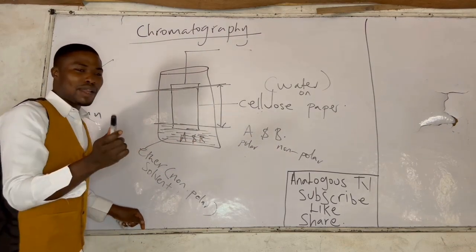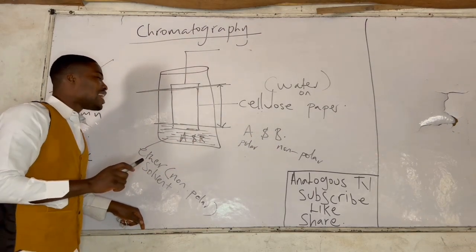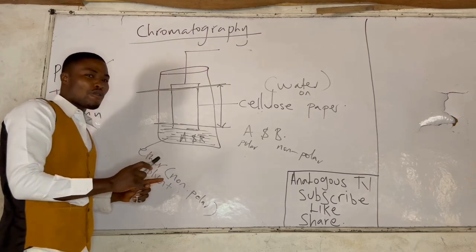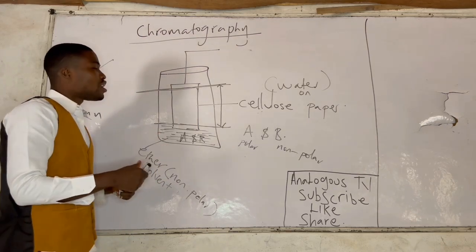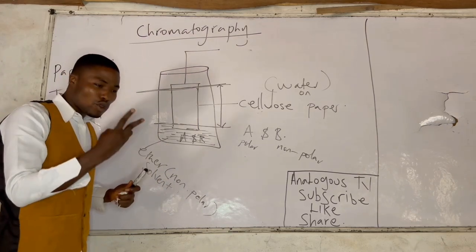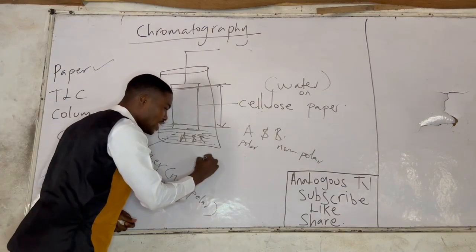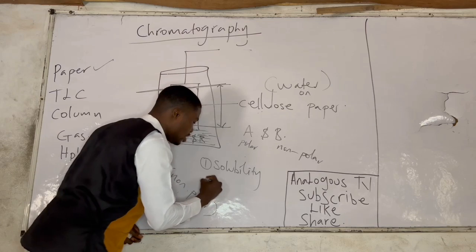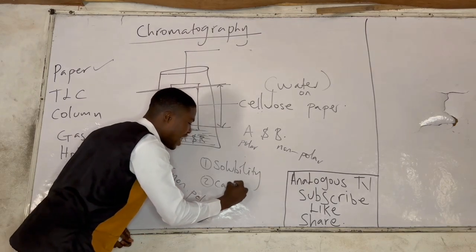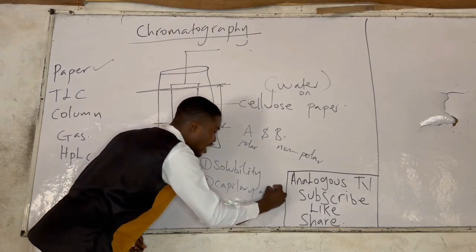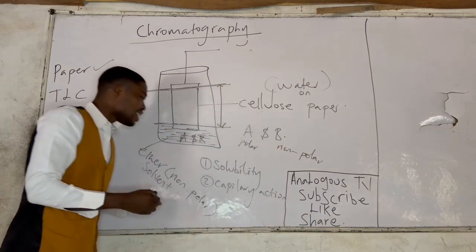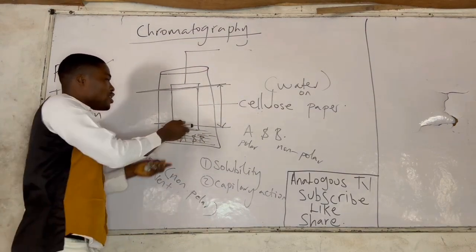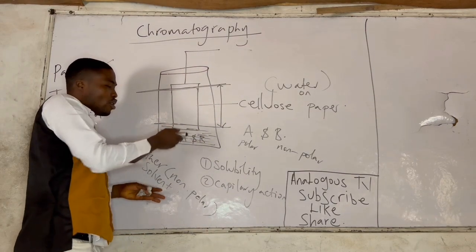So how does this apply to chromatography? The separation in paper chromatography is based on two things. First one is solubility. Secondly is capillary action, which talks about the upward movement of a liquid in a material.